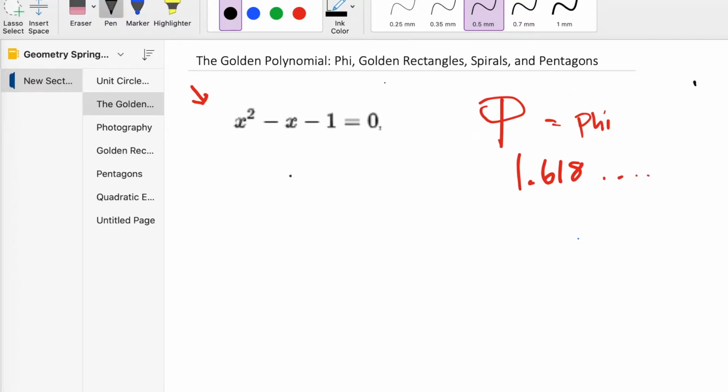You even see that in fraternities. And so we're going to show how when we solve that, we get this number, phi, the golden number, as well as the negative reciprocal of it. Let's take a look at a few different things, though.